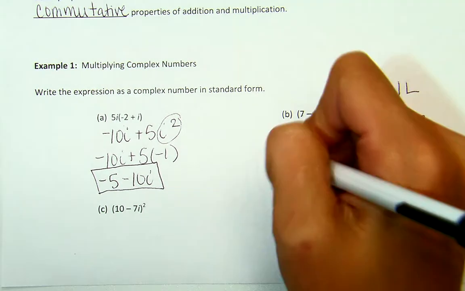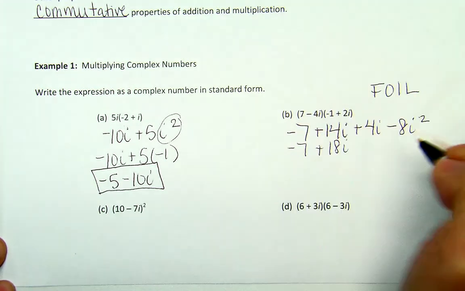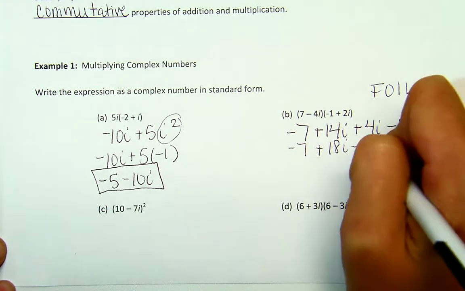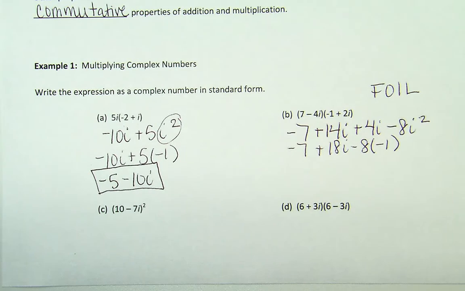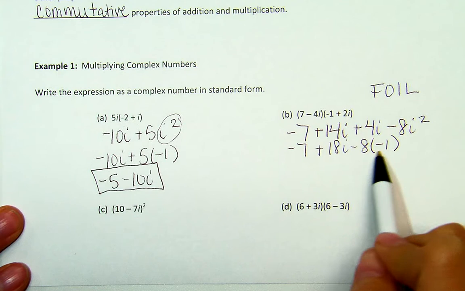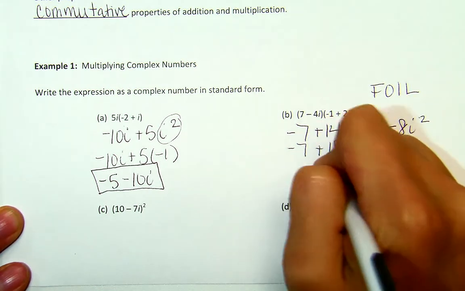Combine our like terms, we have -7 plus 18i minus 8i squared. And of course, -1 gets substituted in for i squared. We combine our like terms one more time. This actually gives us a positive 8. So positive 8 minus 7 gives us 1 plus 18i.